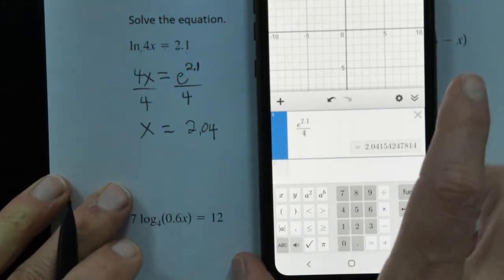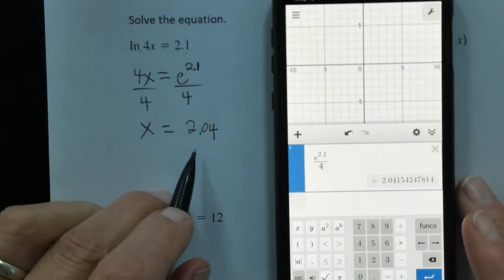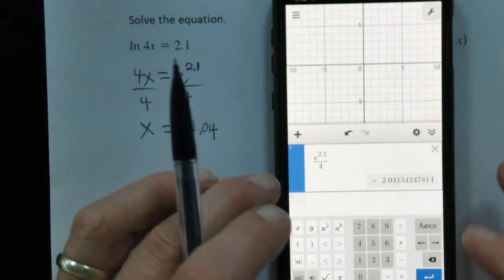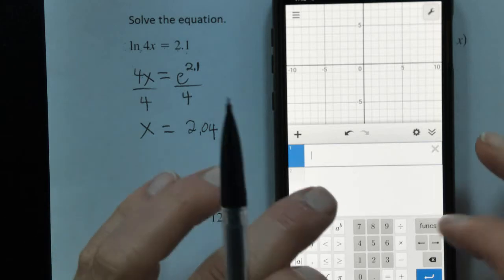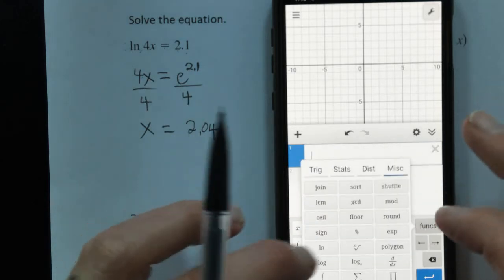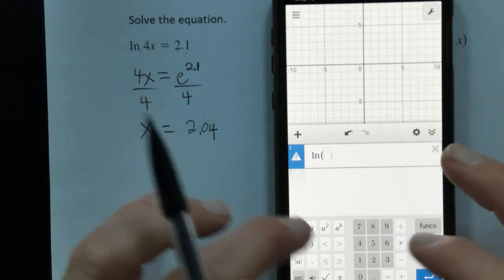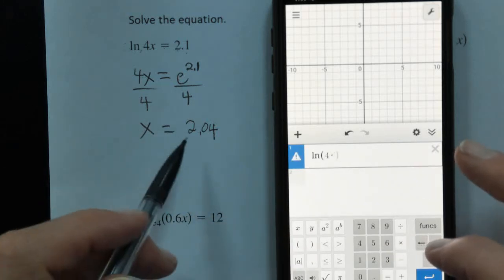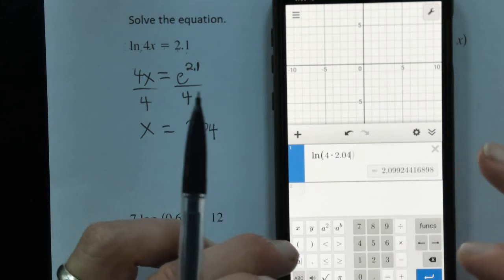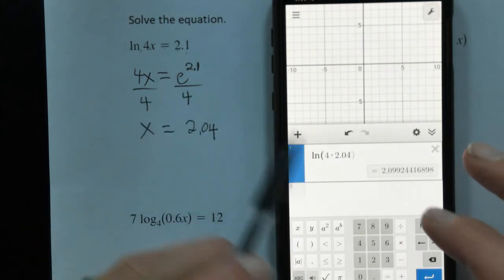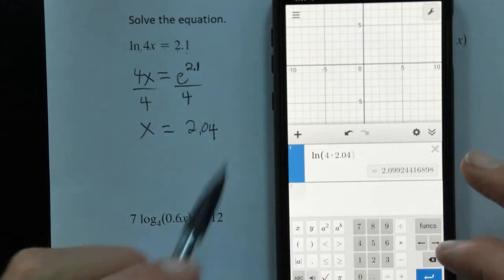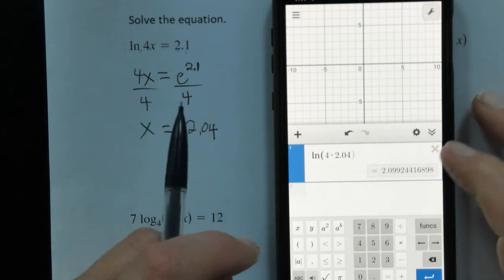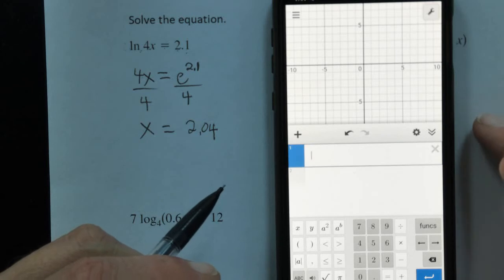Right. Now if you wanted to check these, just like in the last section, you can get what you've got for x and plug it in. So let's try that. I'm going to go for natural log, just to check this one. Natural log of 4 times 2.04. And we see we get 2.0999, which is, if I had extended it all the way out to the real decimal that we had gotten, then you would see that that's the correct answer.